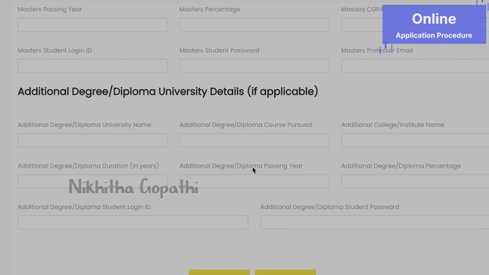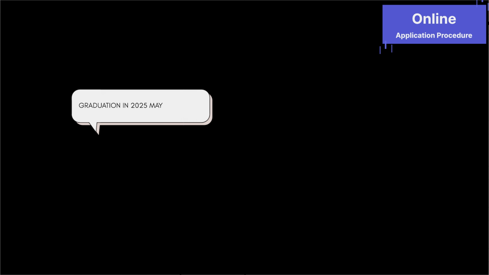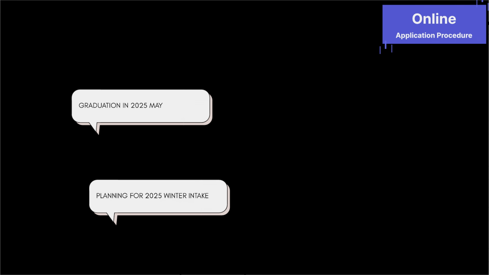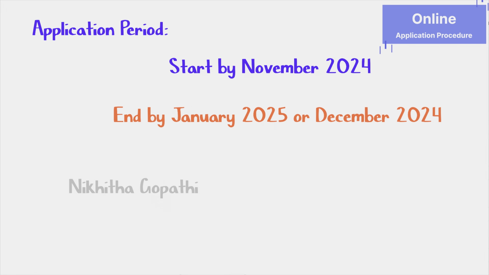And if you have any other additional degree like masters or something, you can even enter it. See, here you have options: still studying in bachelor's, completed bachelor's. For example, if you are going to graduate in 2025 May, and if you are planning for 2025 winter semester, you should start your application by 2024 November itself, because for some universities the application period will start by November and end by January, and for some universities it might end by December 30th itself.